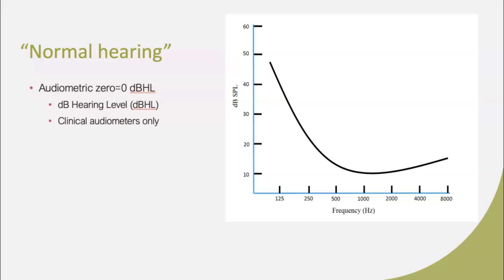All right. In the chapter, it talks about normal hearing, or 0 dB HL, or audiometric zero. And I know this is a tough concept, okay? But I'm going to try to break this down, make it as simple as I can.